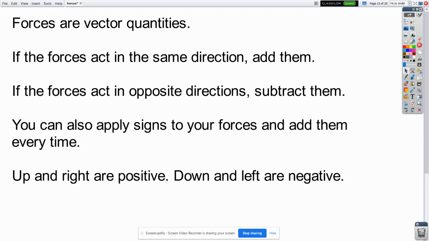You can also apply signs to the forces. You can say if a force acts to the right, it's positive. If it acts to the left, it's negative. If it acts upward, it's positive. If it acts downward, it's negative, and just add them together all the time. Either way works just fine. Do what you're more comfortable with.